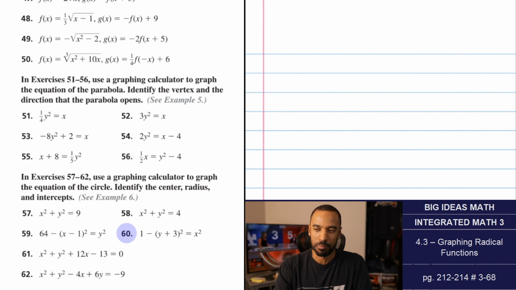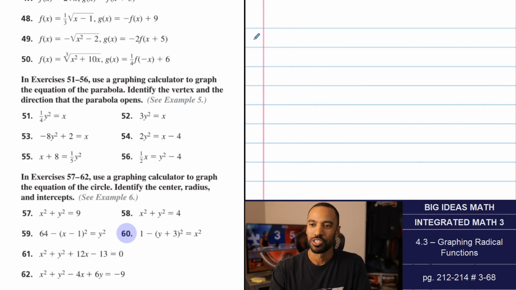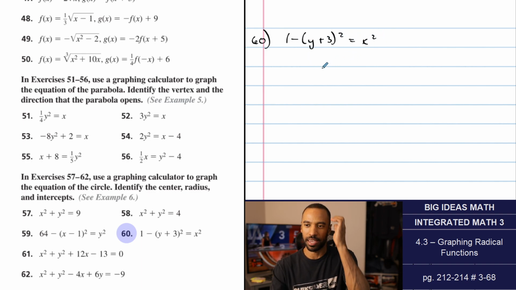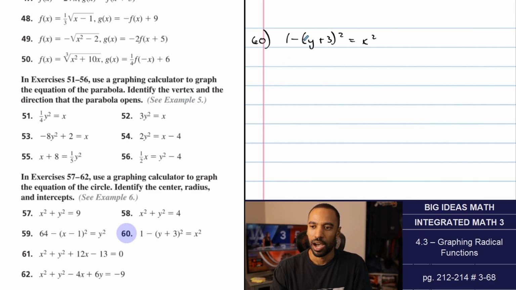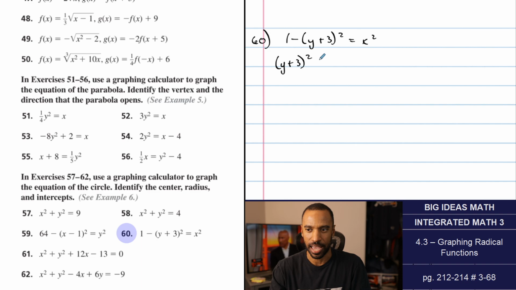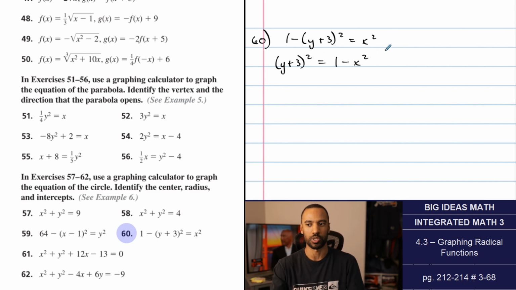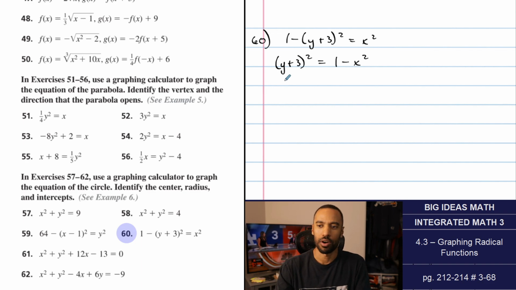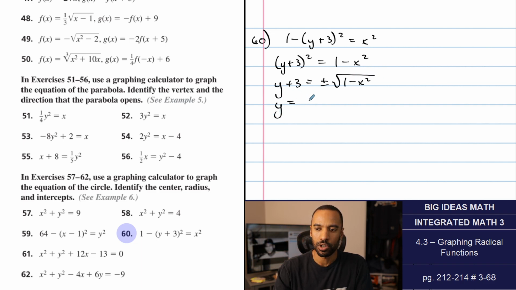Problems 61 and 62 will be mean when it comes to the center, especially if you're just speculating. So number 60 is 1 minus (y plus 3) quantity squared equals x squared. We have a few things to do to get y by itself. I'm going to add (y plus 3) squared over, and subtract x squared over. So now it's 1 minus x squared; they basically switch places. Then I can take the square root of both sides: y plus 3 equals plus or minus the square root of 1 minus x squared. Then subtract 3: y equals negative 3 plus or minus the square root of 1 minus x squared.